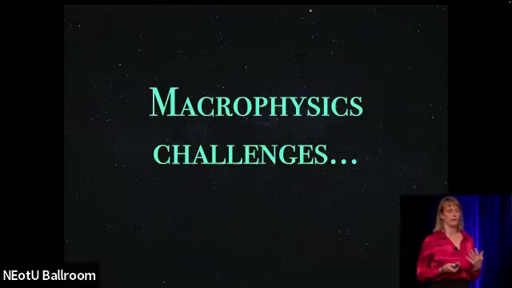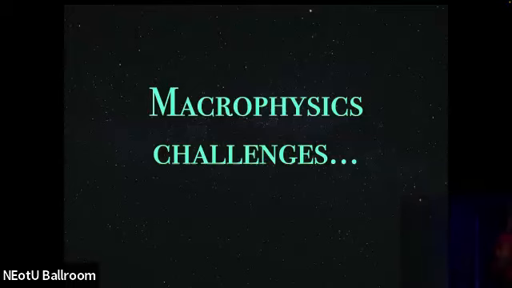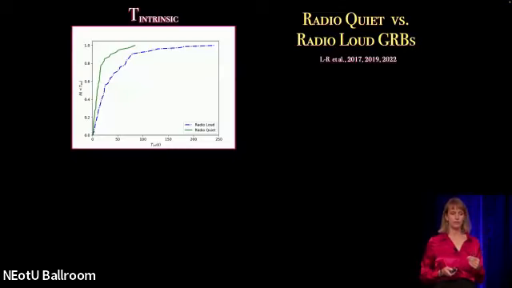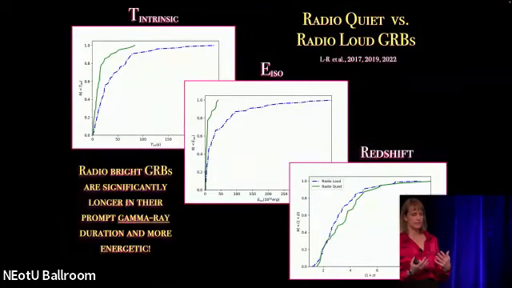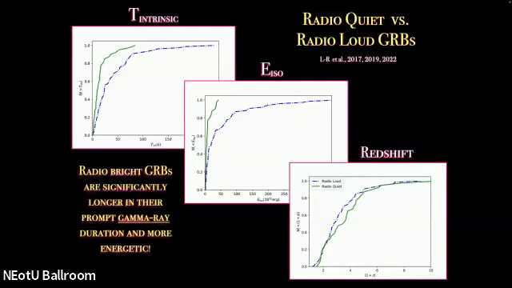I'm going to focus on two areas where we're challenged in the radio. The first is what I'm calling macro physics challenges. What I mean by that is, in a population sense, those GRBs with radio afterglows appear to be significantly different than those without. Those that are radio bright have a longer gamma ray burst. Those internal dissipation processes appear to last longer in those that have radio afterglows, and they're more energetic. The redshift distributions between the radio quiet and the radio loud are not different.